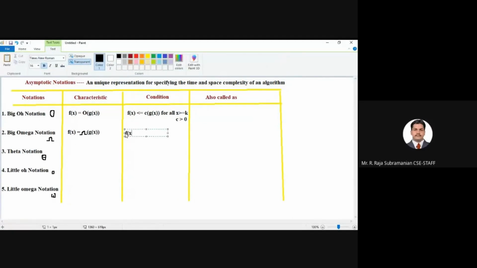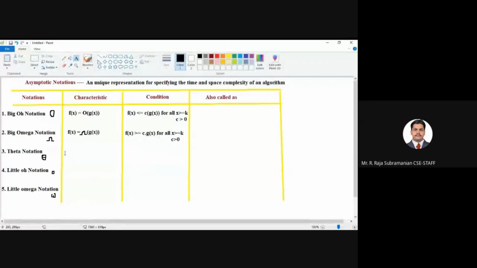So what will come here? f of x is greater than or equal to c into g of x. Instead of putting brackets, I can put it like this also: c into g of x, for all x greater than or equal to k and c greater than 0.